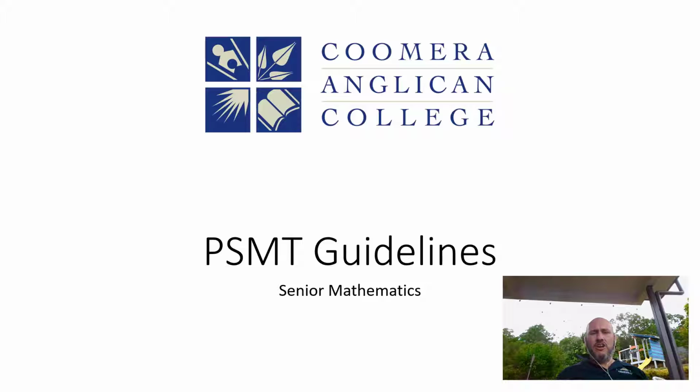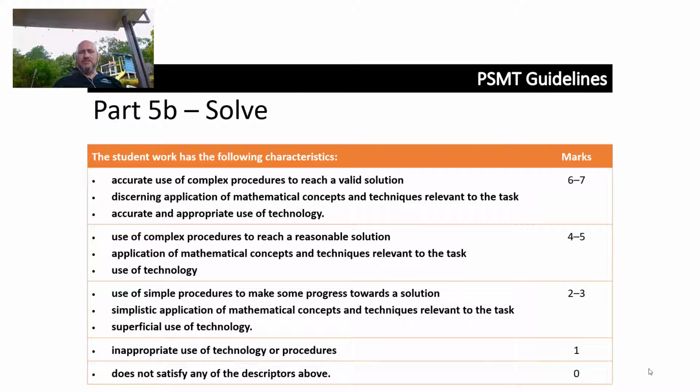In this video we're going to be talking about the Solve Criterion. Okay, so this is the Solve Criterion, and you'll see here that this one is worth up to 7 marks. It's actually our biggest criterion and it's where the mathematics happens. So that's an important feature to note.